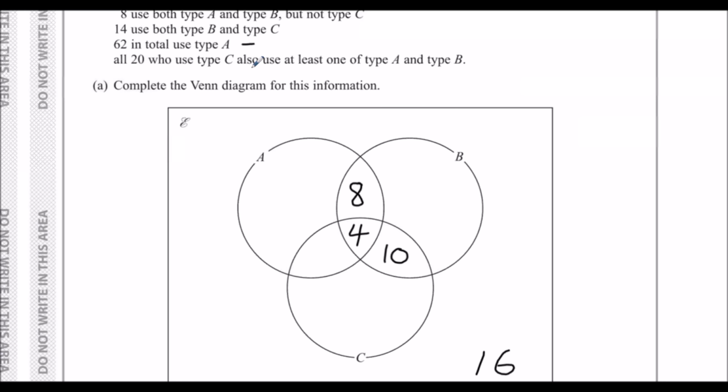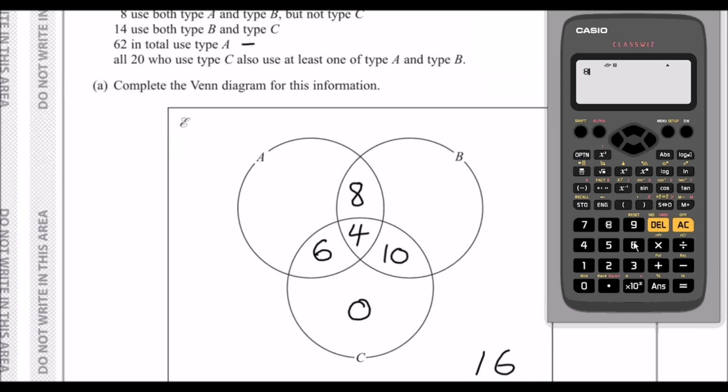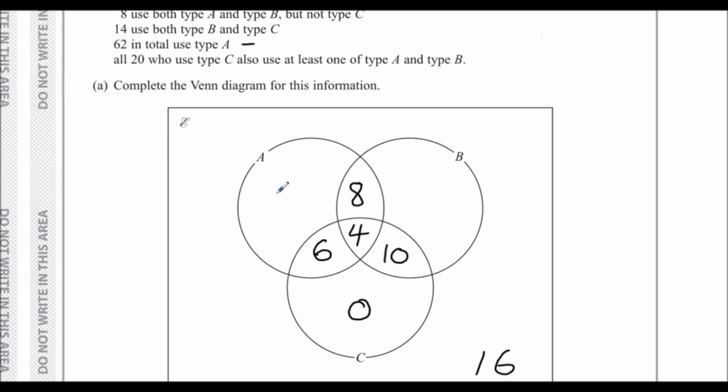All 20 who use C use at least one of A and B. So no one uses just C. And there's 20 that use C, so 4 and 10 is 14. We need 6 more. So now we can use this, 62 in total use A. At the moment in the A circle, we've got 8, 4 and 6, which is 18. 62 in total. So 62 take away 18 is 44.